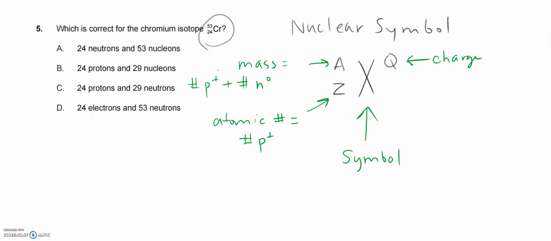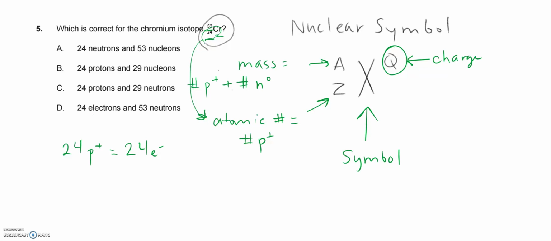So if we take a look at the one that we're dealing with, we've got 24, 53, and chromium. So the 24 we can see right here is the atomic number, and that's the number of protons. So we have 24 protons. Since we have no charge, that means we also have 24 electrons, because protons and electrons have to be equal in an atom, not in an ion, but in an atom they're equal because the net charge is 0. And we've got positives and negatives, so they have to be the same thing.